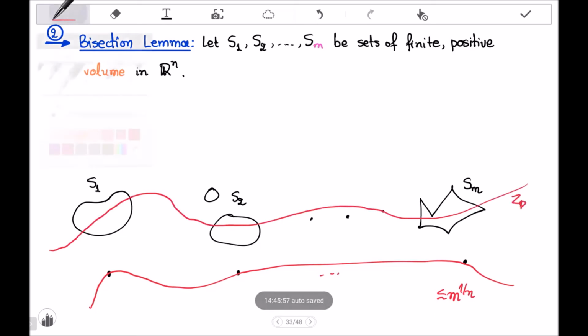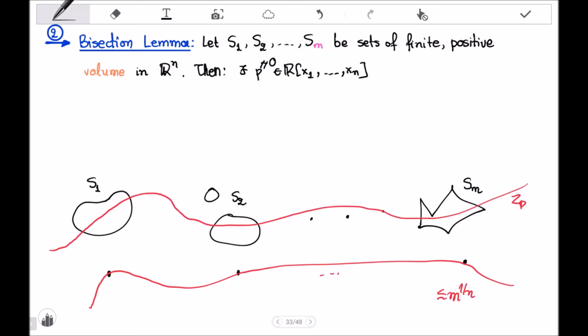So that's what will happen. And let me write this. It says that there exists a non-zero polynomial in n variables. And that's in Euclidean space only, because we will use the Borsuk-Ulam theorem. Of degree at most the number of sets, m to the 1 over n, so just like the one we're used to, such that the zero set, Z(P), bisects each Si volume-wise.